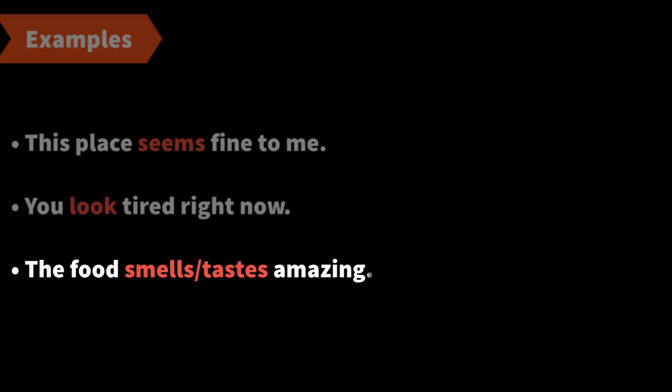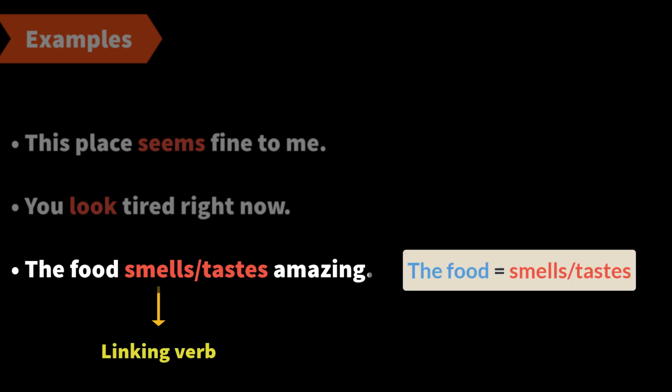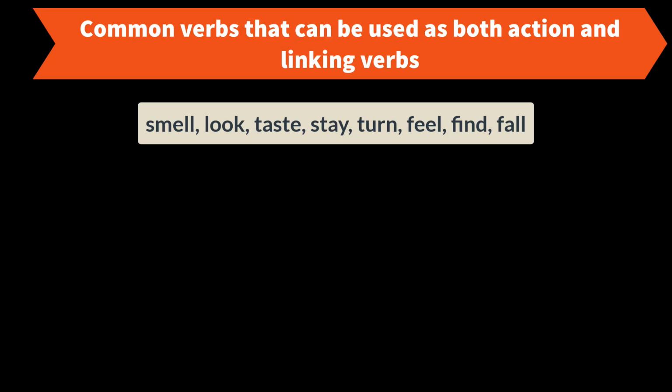Next example. The food smells or tastes amazing. So the word "smells" or "tastes" is linking the subject, the food, to its complement "amazing." How is the food? Amazing. Food equals amazing. So it's modifying the subject, the food. How is it? Amazing. Now, nobody's smelling the food, nobody's tasting it. These verbs are working as linking verbs, showing a state of the subject, the food. How is it? Amazing.